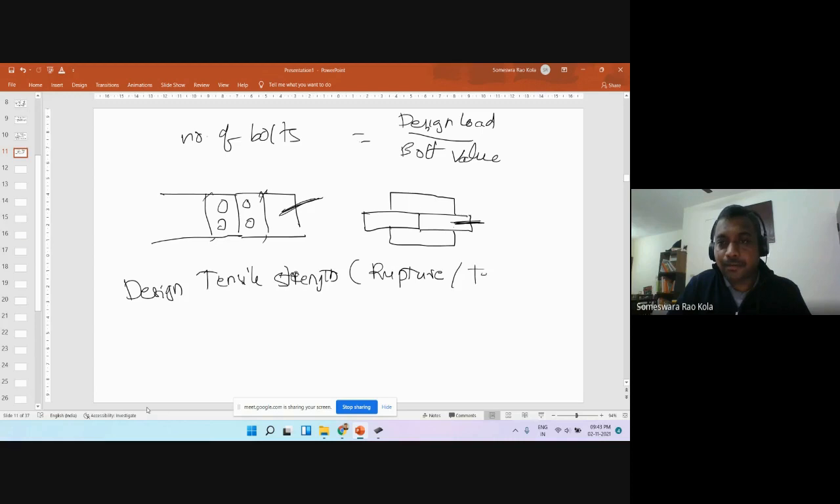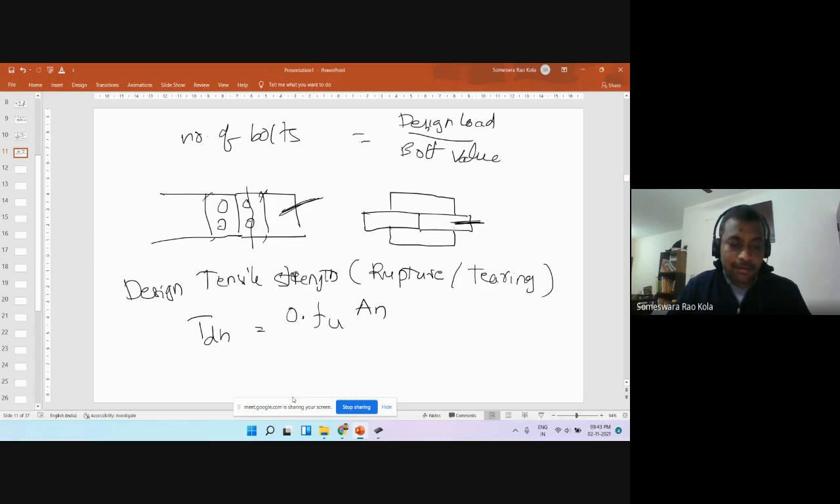Or tear. Okay. So ultimately, what you are trying to do is see what it takes to just tear off this plate through these bolt holes. That is the weakest point, isn't it? So that we designate as TDN, again, this is nominal. Okay, so we'll have to use some kind of a factor of safety: 0.9 FU into AN.